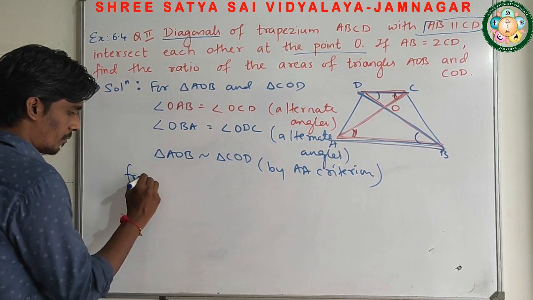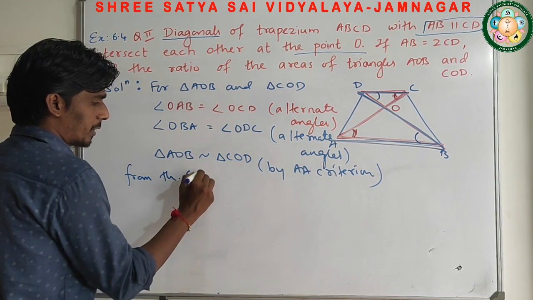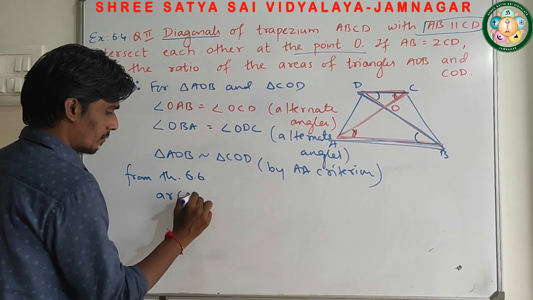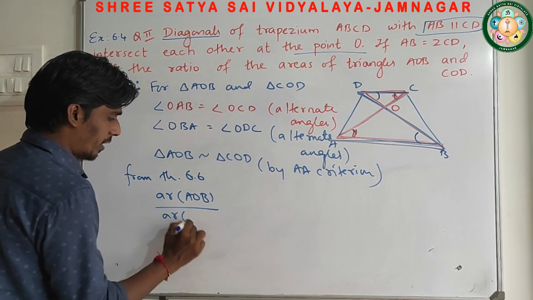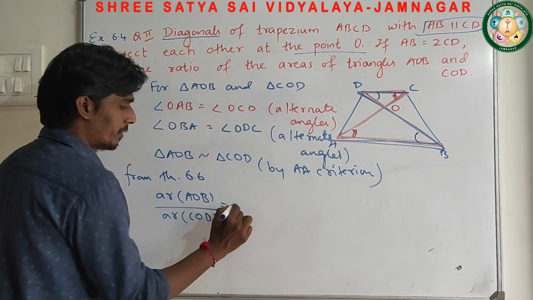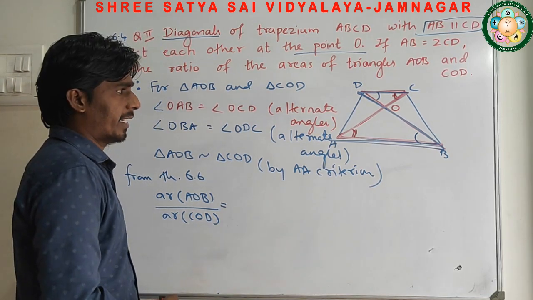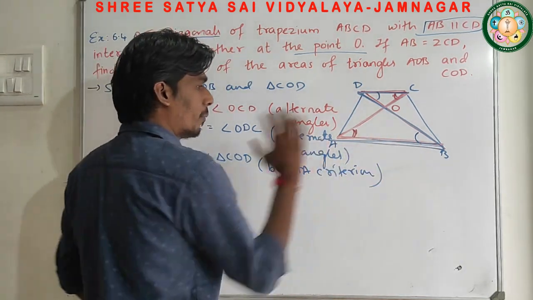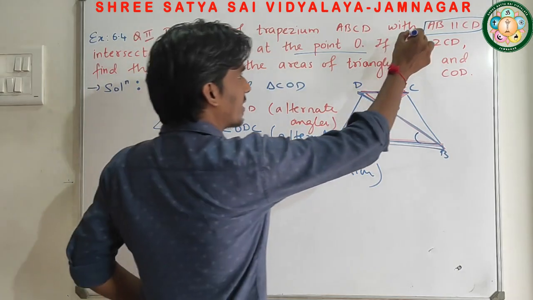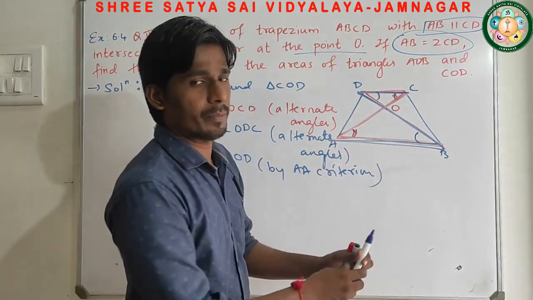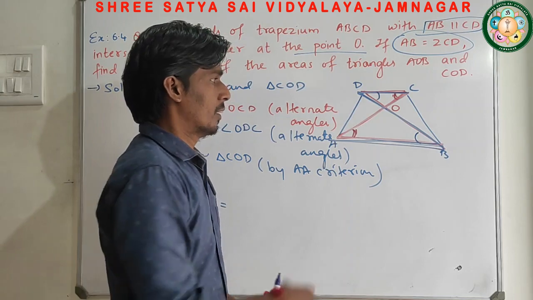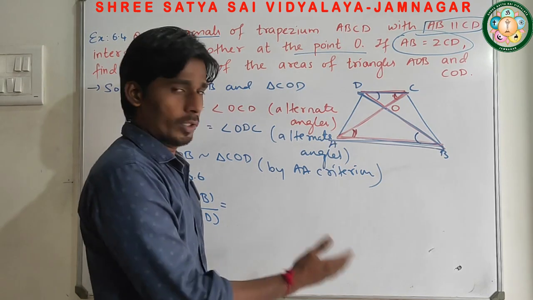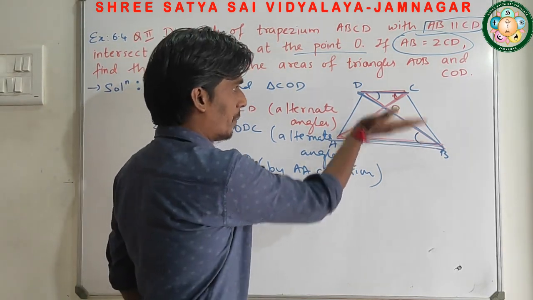From theorem 6.6, area of triangle AOB upon area of triangle COD is equal to the square of the corresponding sides. Now which corresponding sides am I going to take? I am going to take AB and CD. Why? Because the relation is given in the question itself. The relation between AB and CD is given in the question. There is no other relation given for OA, OB, OC and OD. Only there is a relation between AB and CD.